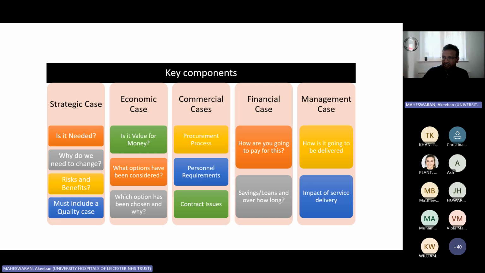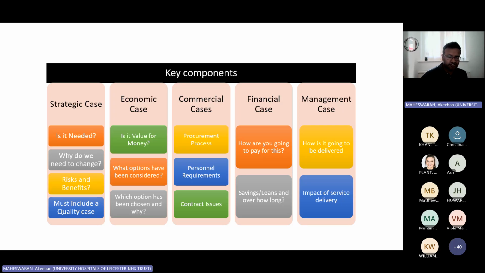So, strategic case is why we need to change, what the existing arrangements are, future needs, benefits, and all that kind of stuff. The economic case we've come up with: it's why you've chosen the option you've chosen, and what the option is that you've chosen. So the commercial case is all about the procurement process.